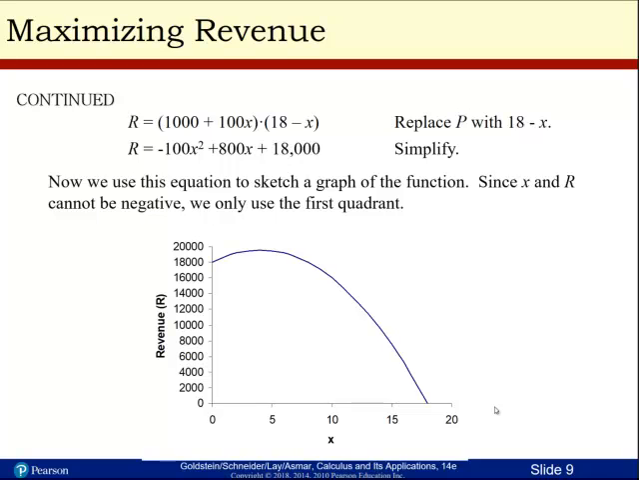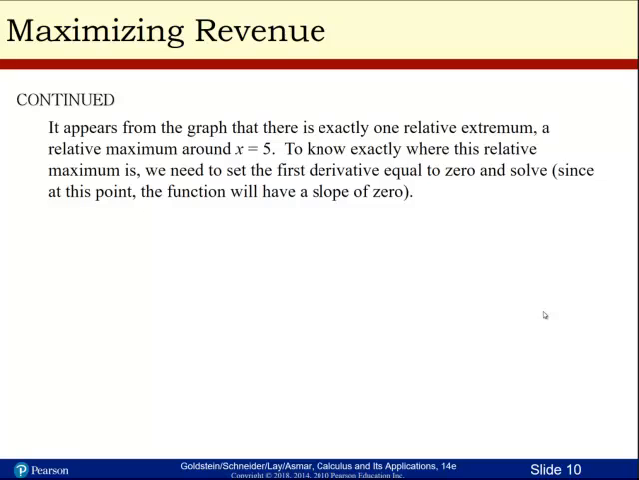So here we have our function. Notice where our maximum is, somewhere right around in here. Pretty nifty. It appears from the graph there's exactly one relative extremum, a relative maximum around x equals $5. To know exactly where this relative maximum is, we need to first set the derivative equal to 0 and solve, since at this point the function will have a slope of 0.